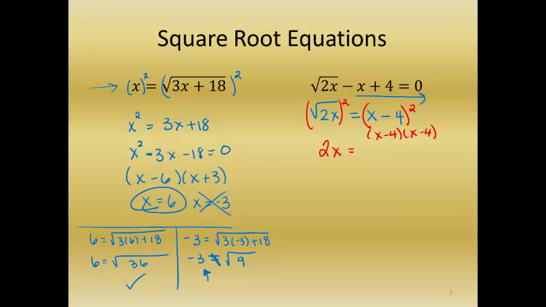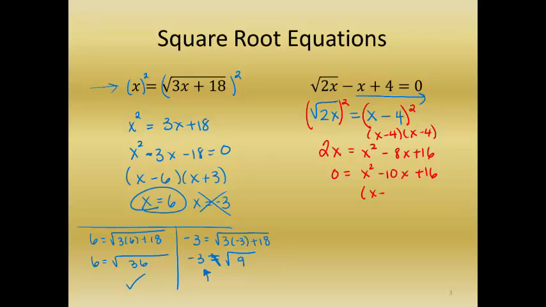Don't try to go too fast and just square the parts inside of the parentheses. You actually have to square the factor of x minus 4, leaving me with x squared minus 8x plus 16. Well, now I'm looking at a quadratic that I want to set equal to 0. So I'm going to move that 2x over, and I'm going to be able to solve this.